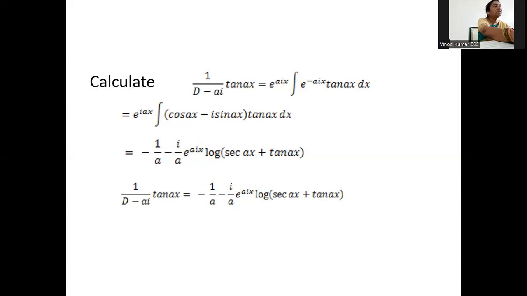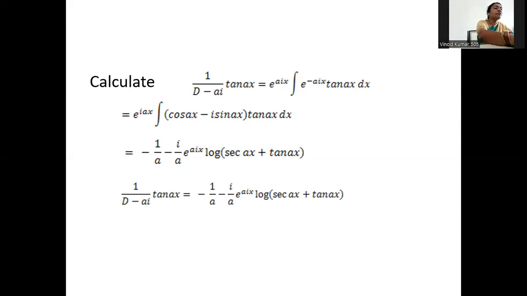One is integrable. Now, sin square ax by cos ax is not in integrable form, so we have to simplify it. We know that sin square ax is equal to 1 minus cos square ax. But (1 minus cos square ax) by cos ax is equal to secant ax minus cos ax.